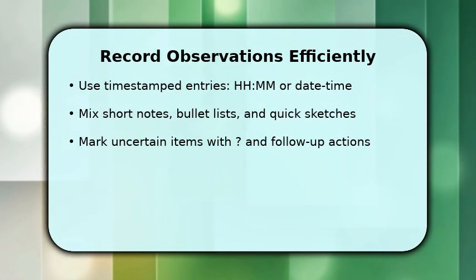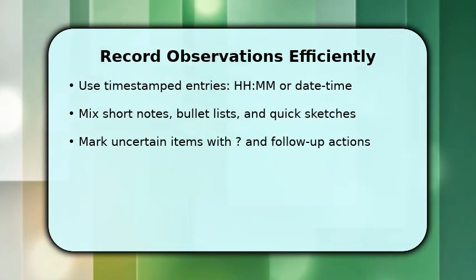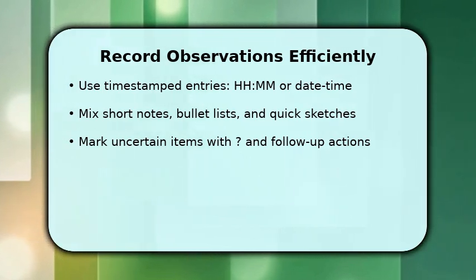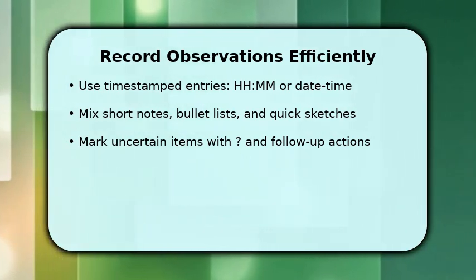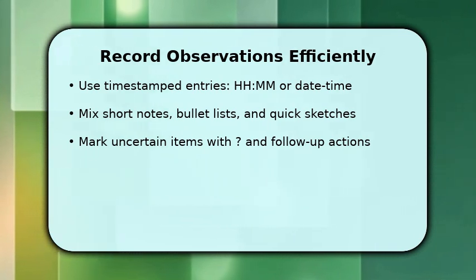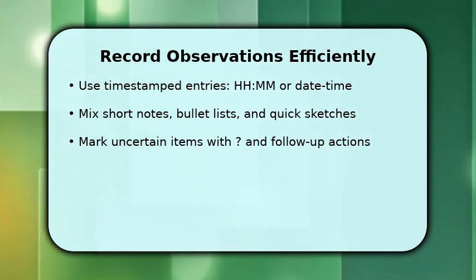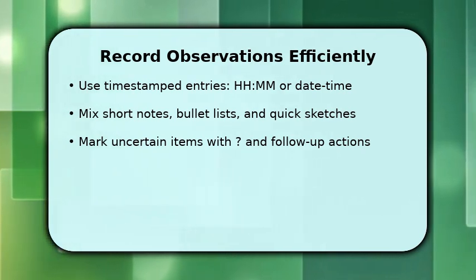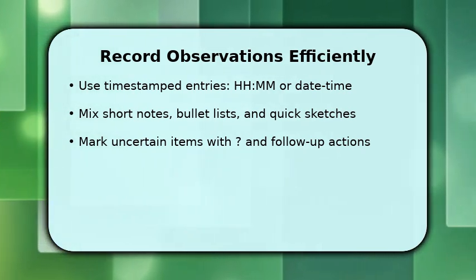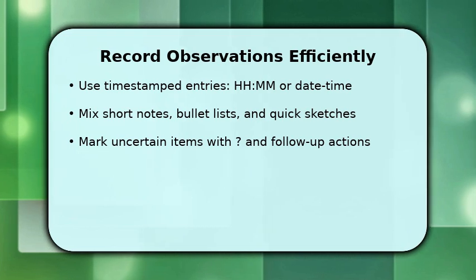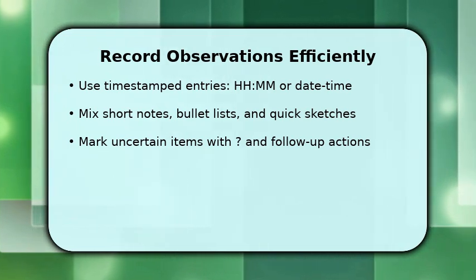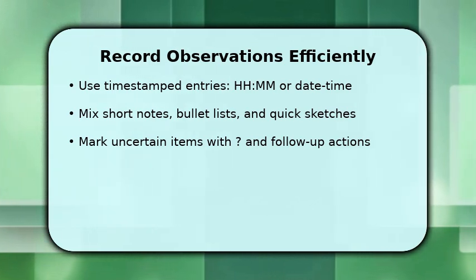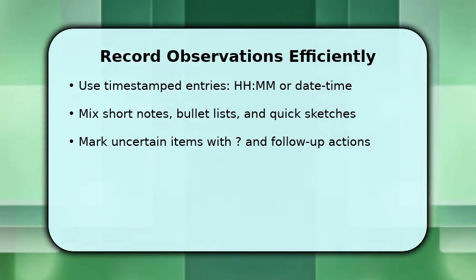You now record observations with clarity and speed. Write a timestamp at each entry so sequence is preserved. Use short phrases and bullet lists for facts, then add one-line context explaining why it matters. Sketch a quick diagram when spatial relationships matter. When unsure, mark the note with a question mark and assign a follow-up action immediately. Once done, add cross-references to earlier pages in the index. This consistent method saves time and reduces ambiguity later.